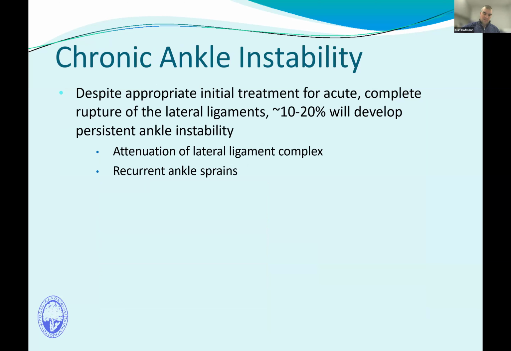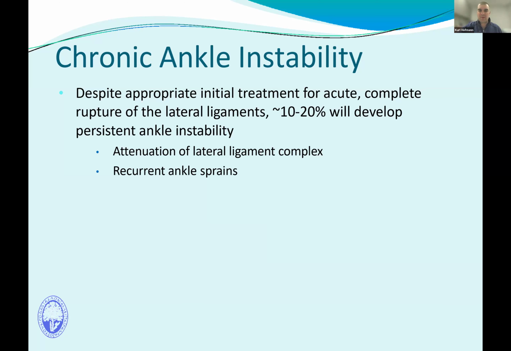The phenomenon of chronic ankle instability. So again, this talk is more about chronic instability, not so much ankle sprains, which is what we just talked about. What can happen over time is with serial ankle injuries to the lateral ankle ligaments, these repetitive inversion type of injuries can result in something called chronic ankle instability, which is basically an attenuation of that lateral ligament complex.